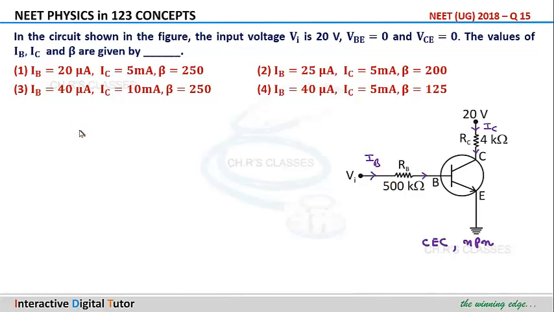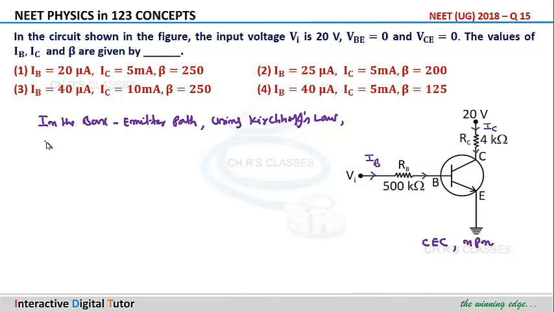So in the base emitter path, using Kirchhoff's law, VI, the input voltage, minus IB into RB, base current, minus VBE, the base emitter voltage, is equal to, we are reaching to the earth ground, 0.